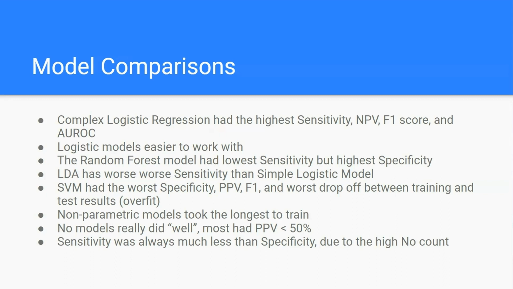The support vector machine has the worst specificity, PPV, F1 score, and worst drop-off between training and test results, most likely due to overfitting. Non-parametric models took the longest to train. Basically, we see that no models really did well because most of them had a PPV of less than about 50%. Sensitivity was always much less than the specificity, most likely due to the highest node count across all models.